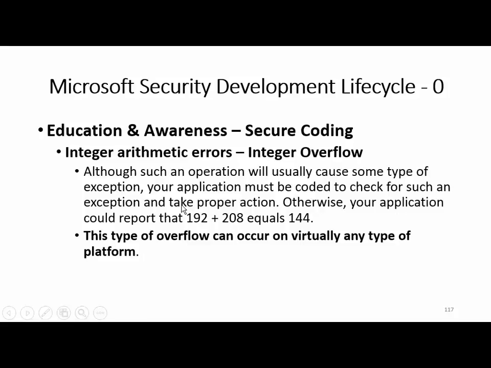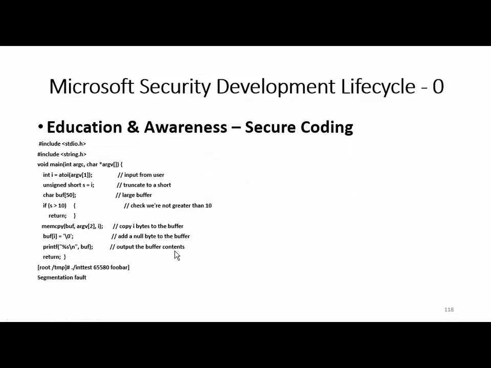So what we get, as it says, if your application doesn't check for such an exception and take proper action, it'll say things like 192 plus 208 equals 144. Notice I bolded this. This type of overflow can occur on virtually any type of platform, so it's not specific to .NET or whatever. You can see it in Linux, Unix, Solaris, Mac, etc.